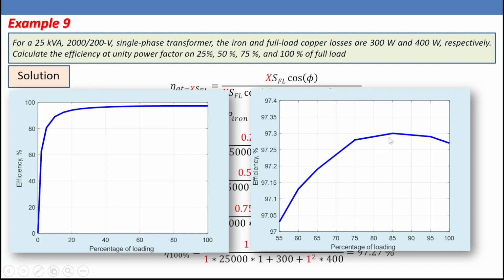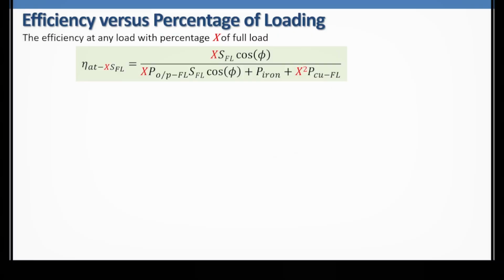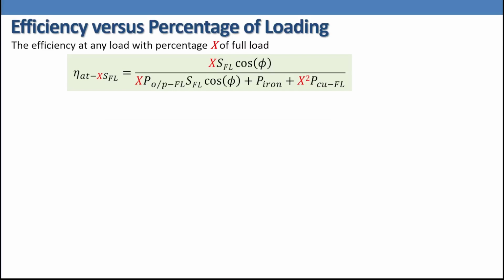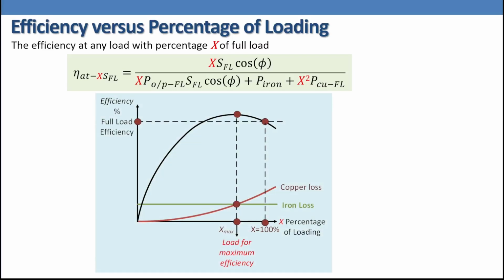But before searching for the maximum point, we need to look at the efficiency profile versus percentage of loading. From the previous example, we can plot the efficiency versus percentage of loading. As we can see here, we have iron loss, which is constant, copper loss, changing in a parabolic format, and we have efficiency starting from 0 at 0% of loading until we reach a maxima here, or a maximum point. Then the efficiency is going to decrease again.